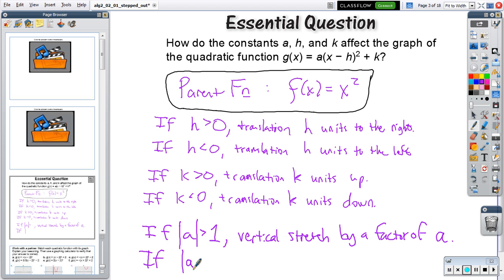And then if the absolute value of a is between 0 and 1.